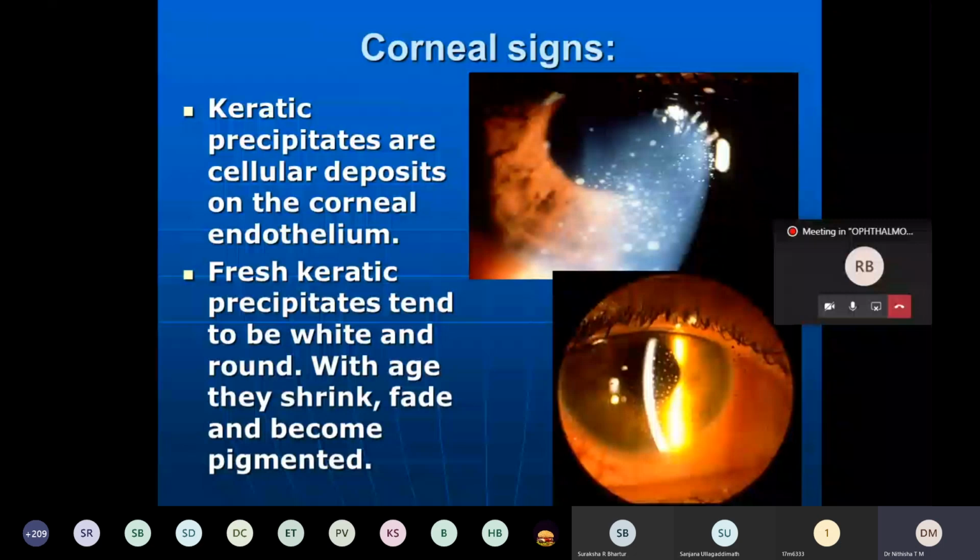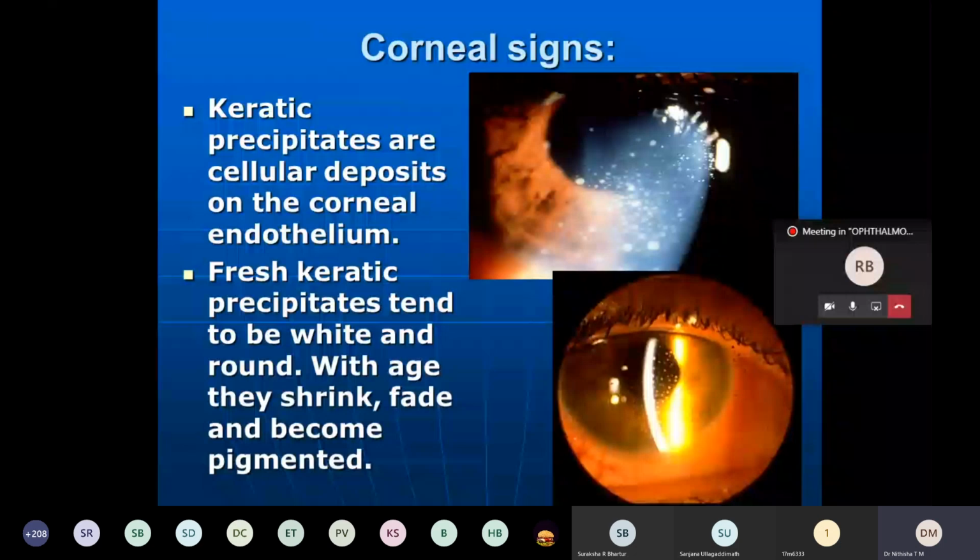Keratic precipitates: they can ask you for 5 marks or they may ask for 3 marks. Whenever they ask for keratic precipitates as short notes, try to write everything about what keratic precipitates are, what the types are, and where you see them, and you can draw a diagram. In corneal signs, keratic precipitates are cellular deposits present on the corneal endothelium.